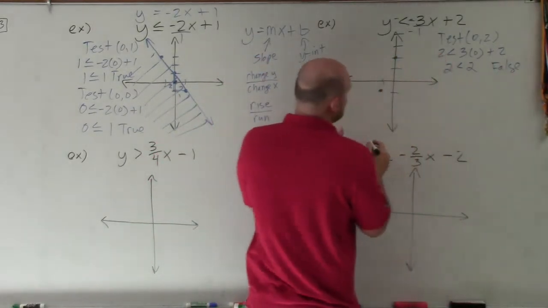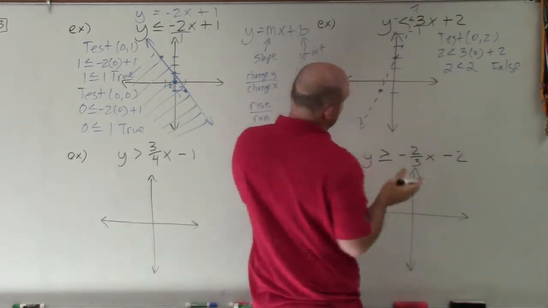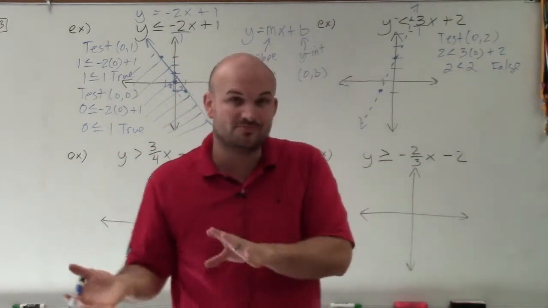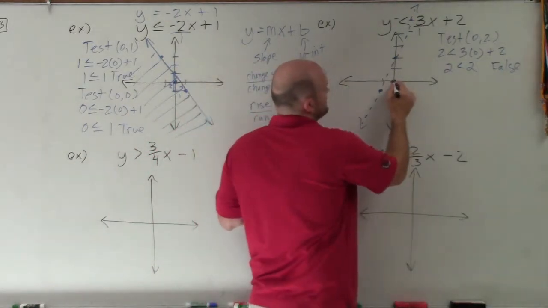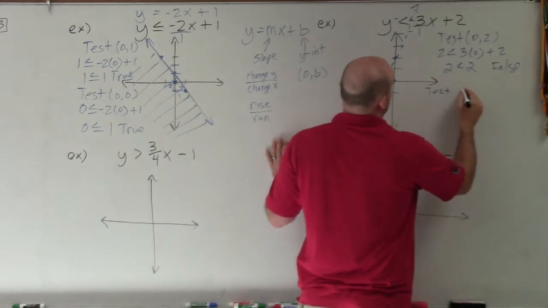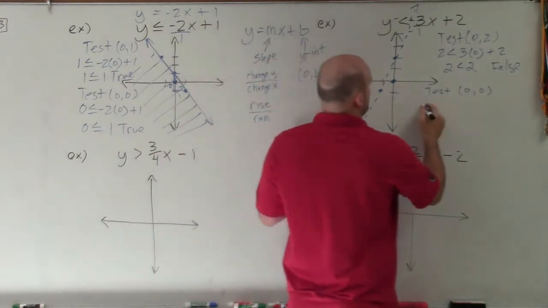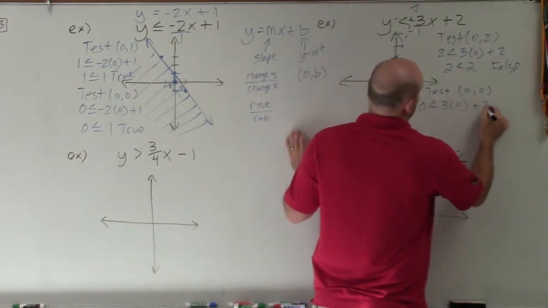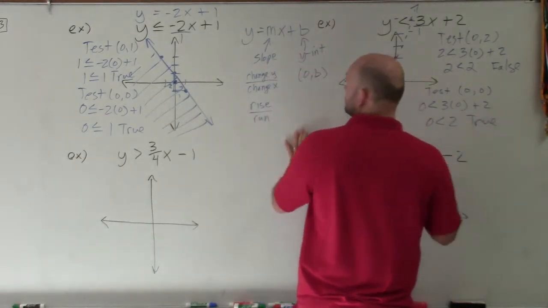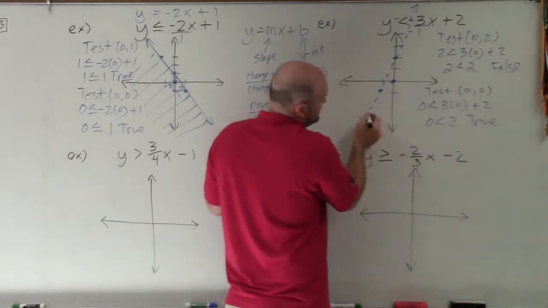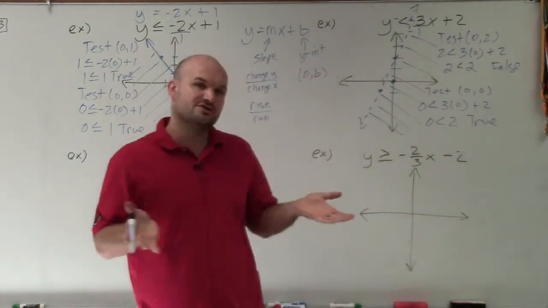So when you have a false test point, what you're going to do is create a dashed line. The boundary line is still going to separate the true points and the false points, but the points on the line are not going to be a part of the solution. Then we can also test another point. Since my test point is not on the line, I'm going to choose 0, 0. So I'll do 0 is less than 3 times 0 plus 2. 0 is less than 2. Well, is 0 less than 2? Yep, that is true. So therefore, all the points below this line to the right are also all going to be true. So I'm going to shade those solutions to represent that.